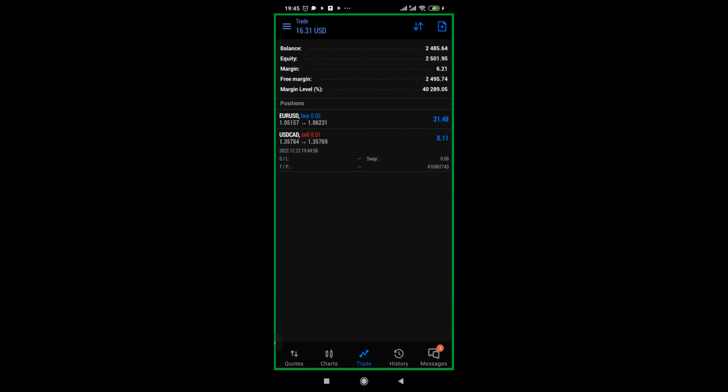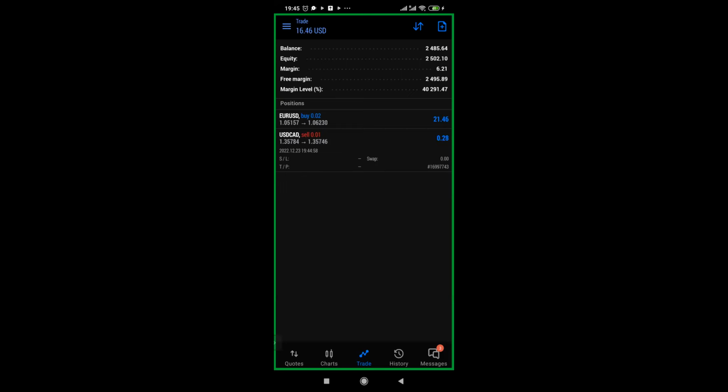So how do you close a trade? By default, if you set a take profit, the trade is going to close by itself. But you can also close a trade manually. So how do you close a trade manually?